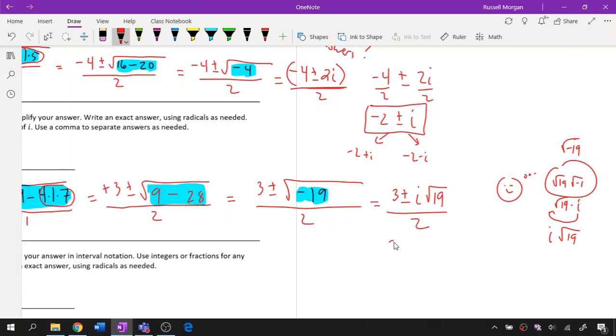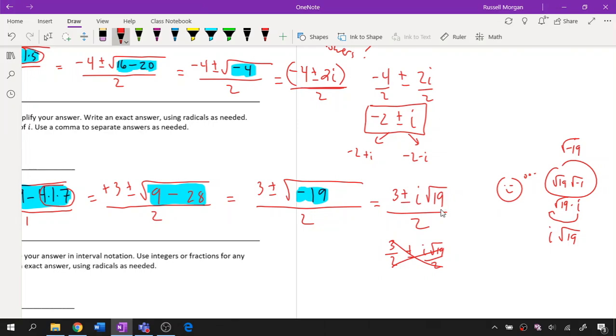I could split it like I did in the problem before and have it 3 divided by 2 and the i root 19 divided by 2, but there's really no point because I can't really simplify that fraction. So I'd prefer just to squeeze it back into one big old fraction.